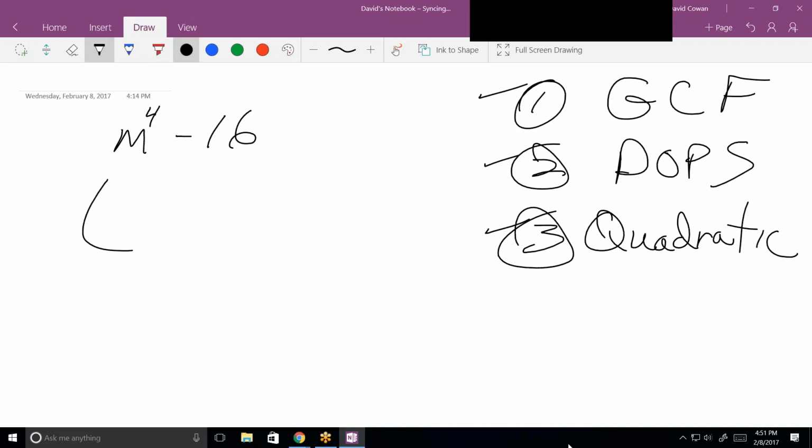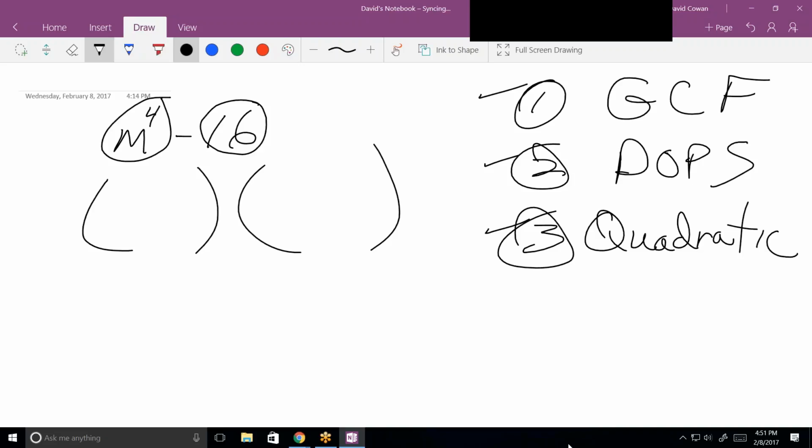how's it going to factor? What's the first term going to be? So that's all we need to figure out is the first term. Would it be M minus 4? Well, you got to take the square root of that, gives you A, and the square root of that gives you B. What's the square root of M to the 4th? M squared. So that goes there.